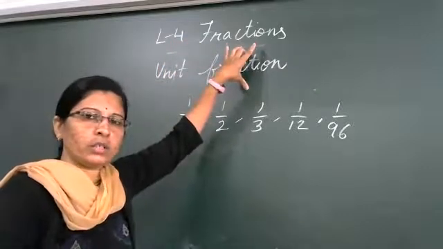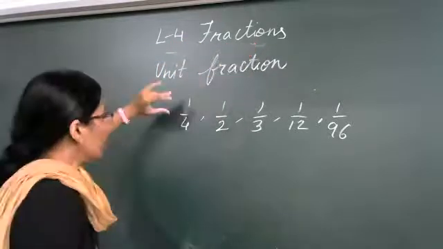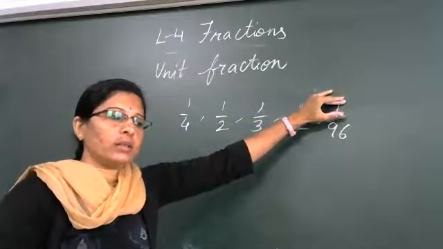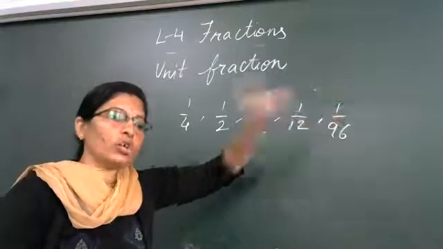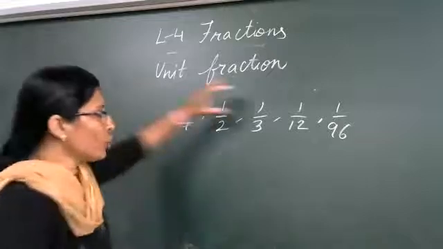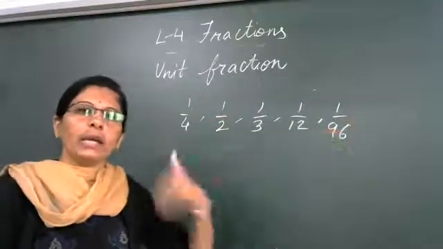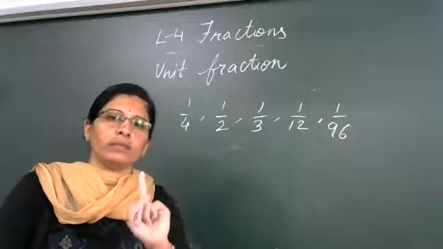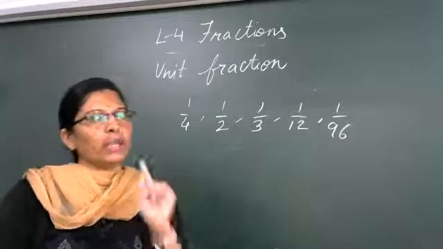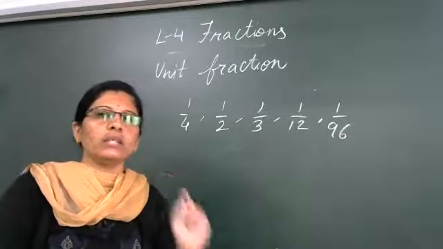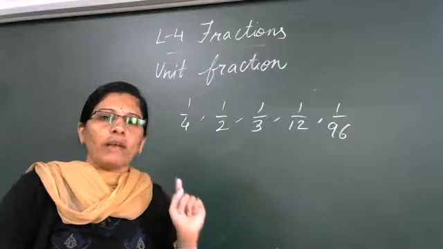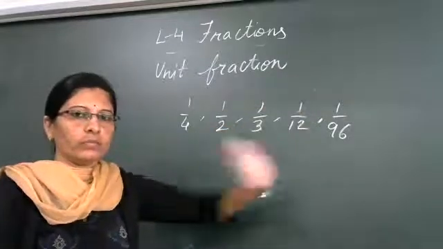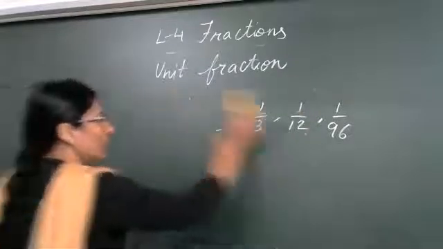Got it? The numerator is 1. The fractions having numerator 1. Up it should be 1. Let the denominator be any number. Only up it should be 1. So unit means 1, so unit fractions are fractions having numerator 1. Okay, these are unit fractions.